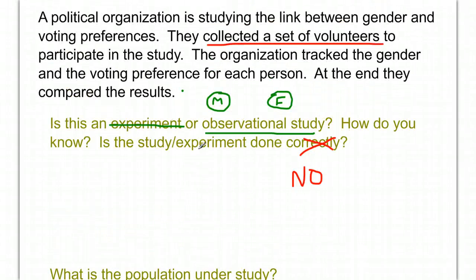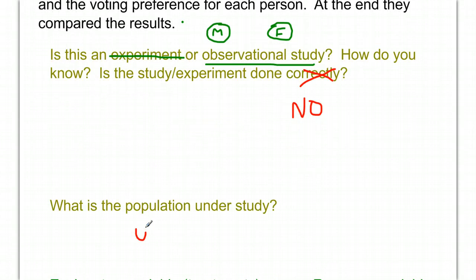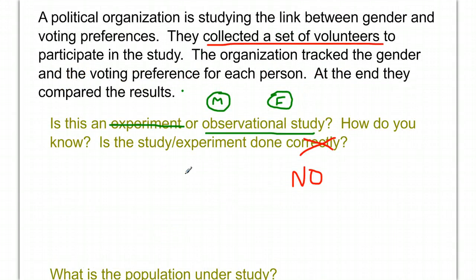Population under study. The population they want to study doesn't actually get specified up here. My guess from the context is that they're probably looking at a state or a country at a time, but it really doesn't make a huge difference because of the fact that it is in fact voluntary. Their results are going to be pretty worthless anyways, so we might put USA question mark. But in the end, like I said, it's not going to really matter much because it isn't a valid study.